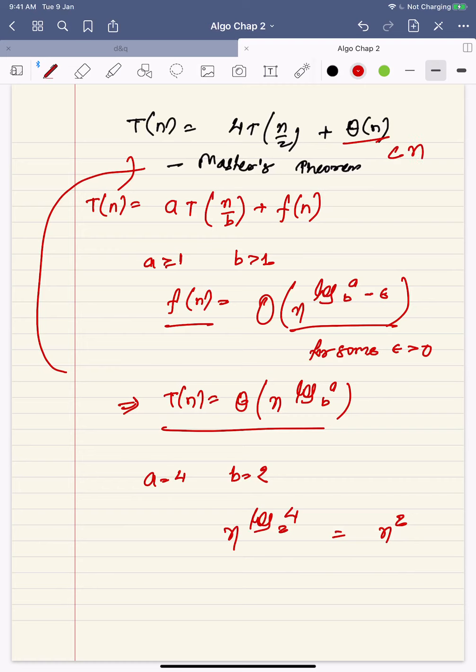Can I write f(n) as order n to the power 2 minus epsilon? Yes, I can find an epsilon greater than 0 such that this works. So that is true. Then T(n) is theta n squared. Now, first of all, this is easy to use. Okay, fine, that is a good part. But there is also a bad part.